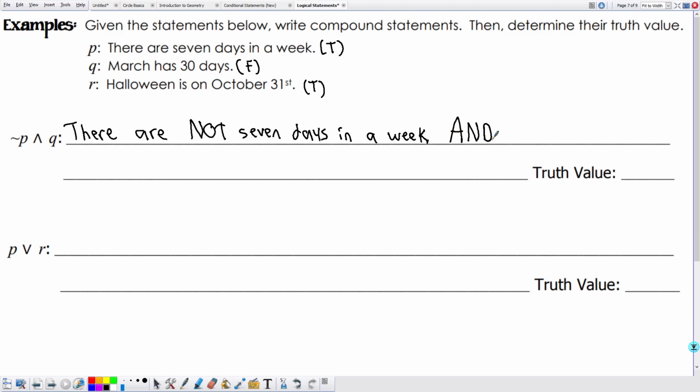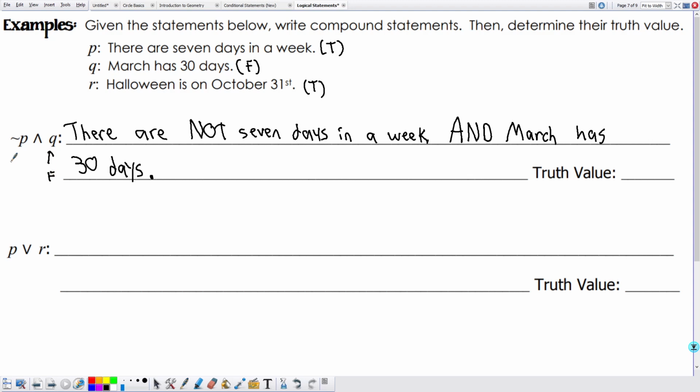And then we have statement Q, March has 30 days. Okay, so let's examine the truth value. We know that Q is false. So since it's a conjunction, the whole thing will be false.